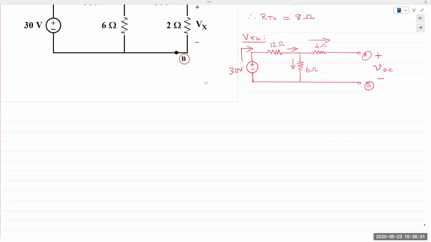However, the 4 ohm resistor is open. Because it's open, there is no pathway for the current to take, right? And if there's no pathway for the current to take, that means there is no voltage drop across that 4 ohm resistor. If there is no voltage drop, it means both ends of the resistor are at the exact same potential. And because both ends of the resistor are measured with respect to terminal B, the voltage at A and B is the same as the voltage here.